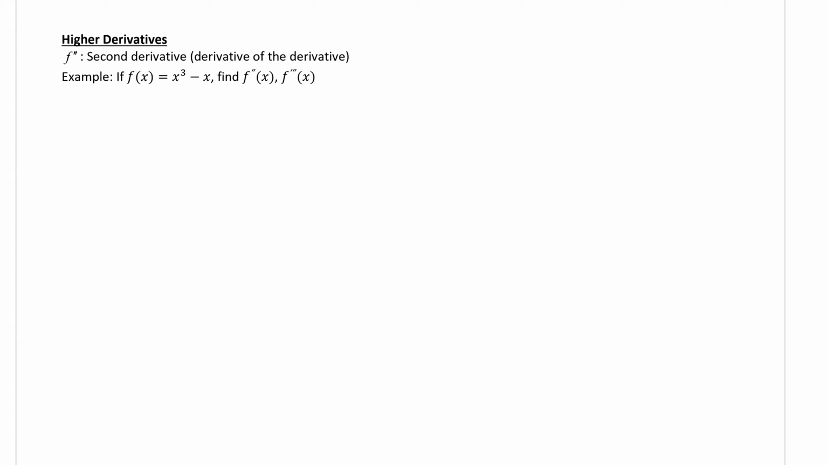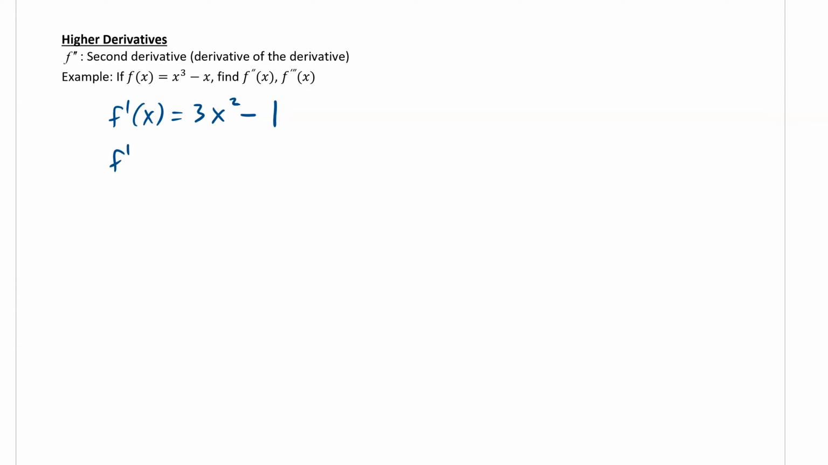This is higher derivative. So you don't have to stop at the first derivative. You can keep going. So if they want us to find the second derivative, the first thing you're going to have to find is the first derivative. And so you just take the derivative. That's 3x squared minus 1.